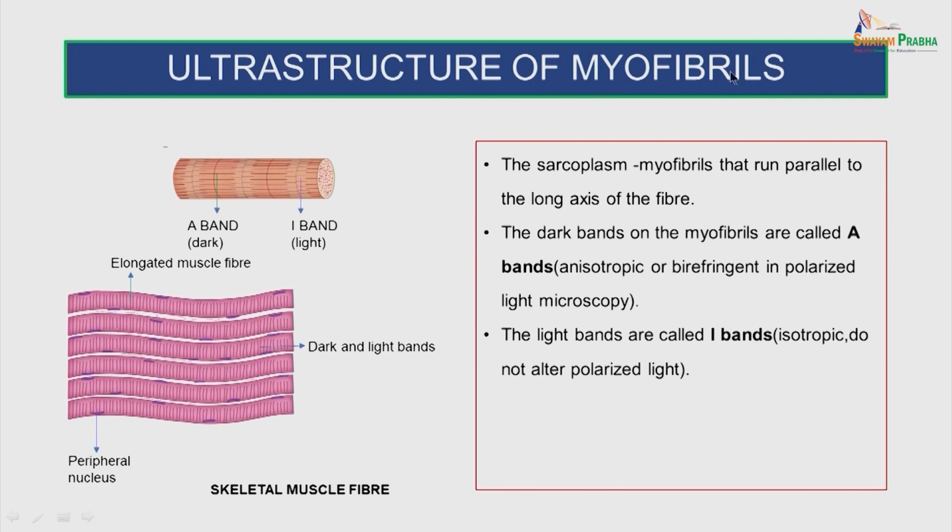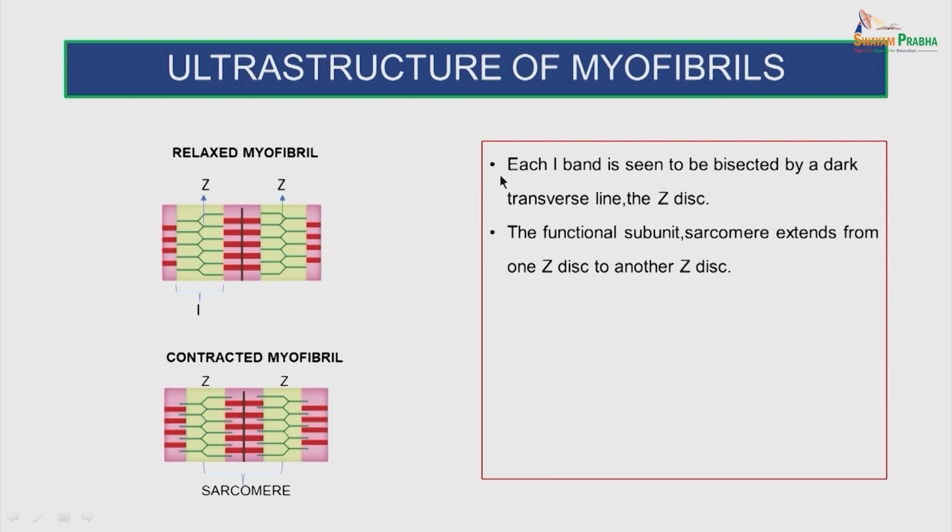The ultrastructure of the myofibrils. The sarcoplasm. The myofibrils run parallel to the long axis of the fiber. The dark bands of the myofibrils are called the A bands, anisotropic or birefringent in polarized light microscopy. The light bands are called the I bands, isotropic, and do not alter the polarized light. So these are the dark bands and the light bands. Each I band is seen to be bisected by a dark transverse line, the Z disc. The functional unit, the sarcomere, extends from one Z disc to another Z disc.